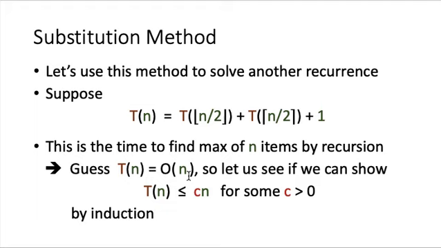And then if we want to guess, then probably we will guess T of n is of order n. So let's see if we can show that T of n is less than or equal to Cn for some constant C, using this induction. Okay, so we try.